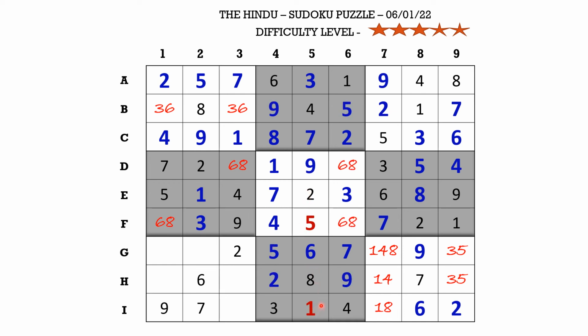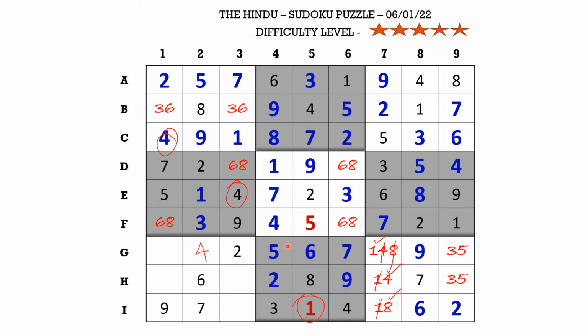So this 1 in I row cancels out the 1 here in I7. So this becomes 8. So that cancels out the 8 in G7 also. Now there is a 4 in column 3 and a 4 in column 1. This 4 blocks here, this 4 blocks here. So G2 takes 4. So this 4 in G row cancels out the 4 in G7. This becomes 1. So H7 takes 4.